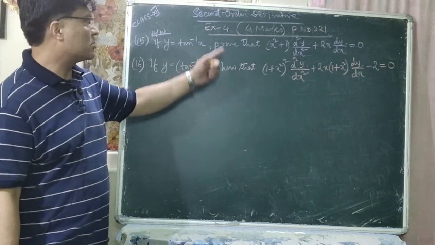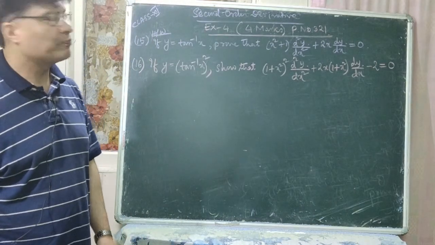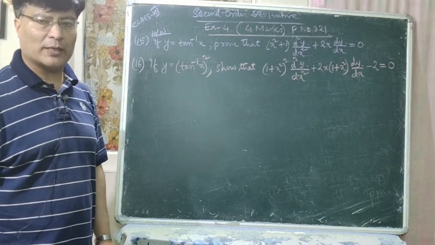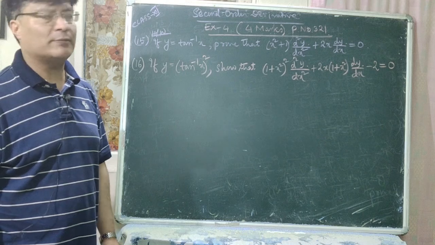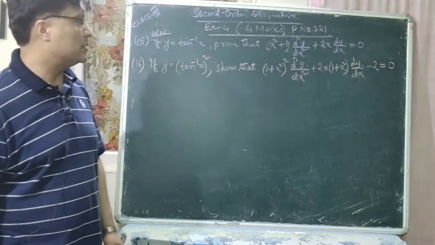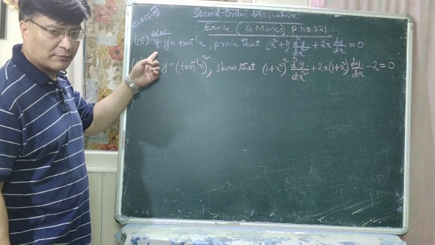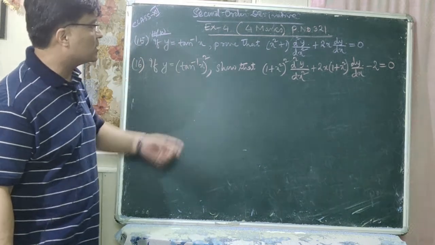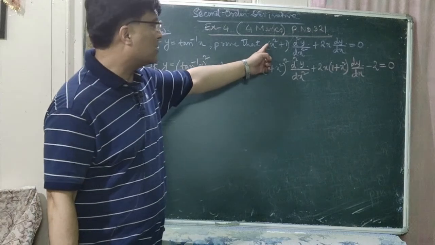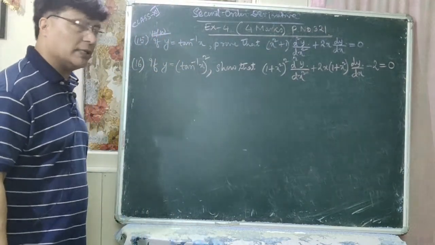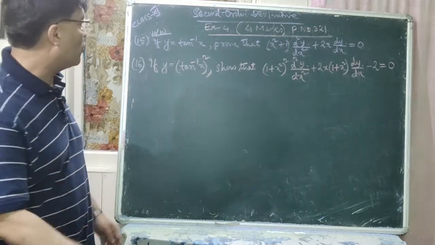Okay. So same exercise 4, section is 4 marks section, page number 321 from the same book, Higher Mathematics for class 12 by S.N. Dey. So this question number 15 is your homework, right? If y is equal to tan inverse x, you have to prove that x square plus 1 into d2y by dx square plus 2x dy by dx is equal to 0. So this is your homework.